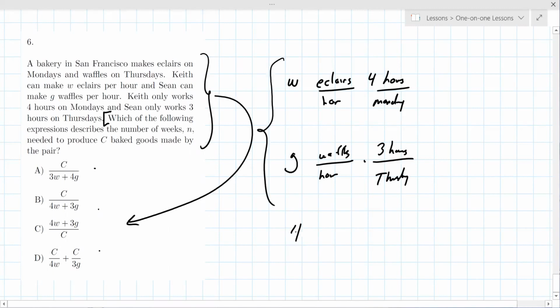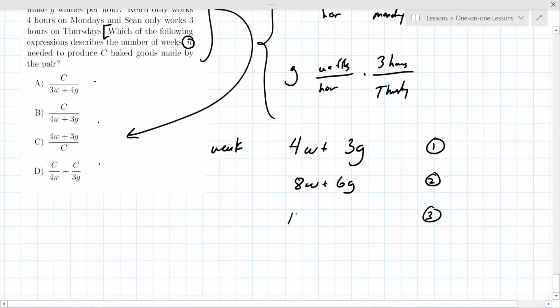Okay. So it's 4W plus 3G, that's how much you get in a week. But they're interested in n weeks. So for 1 week, it's this. For 2 weeks, it would be 8W plus 6G, I multiplied this by 2. For 3 weeks, it would be 12W plus 9G. Well, there must be a better way. You take n, the number of weeks, and multiply it by 4W plus 3G.